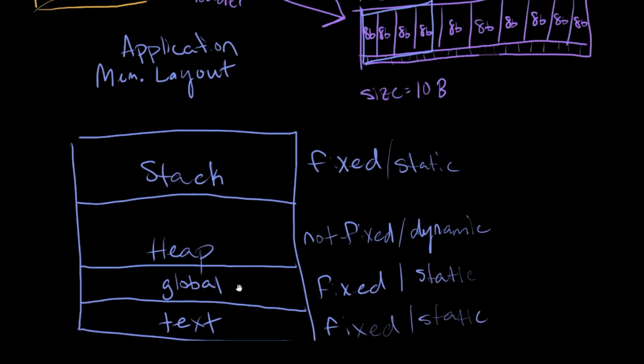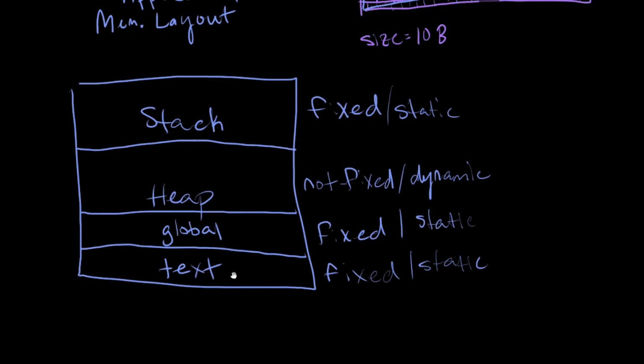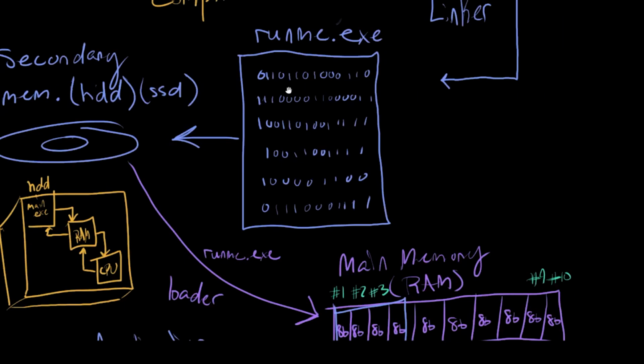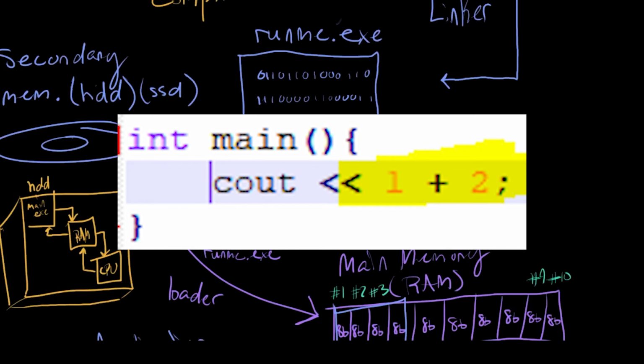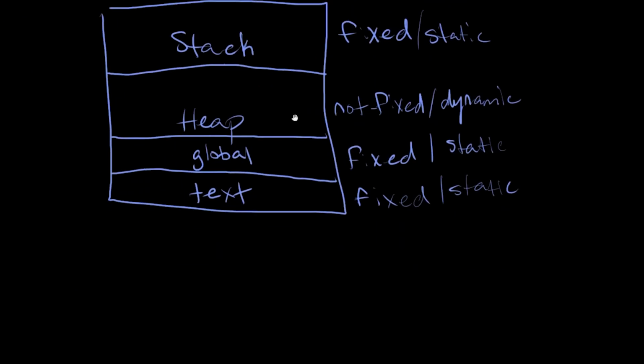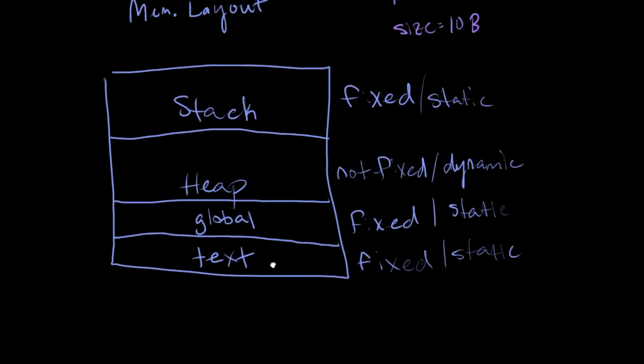So the text section is where we're going to store all of our executable instructions. So let's say in our executable that we loaded onto main memory, somewhere in here, there's an instruction that says, okay, add 1 plus 2. We're going to take that instruction and push it into this text section of memory.